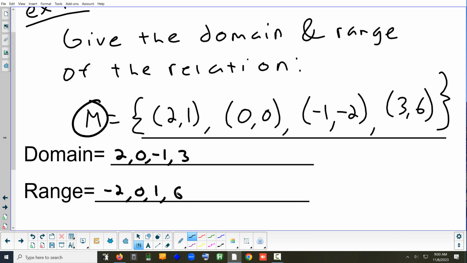What's another word for domain? Input. Okay, so I could say input here, could say output there. It means the same thing.